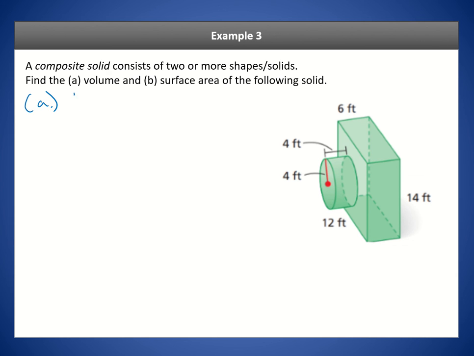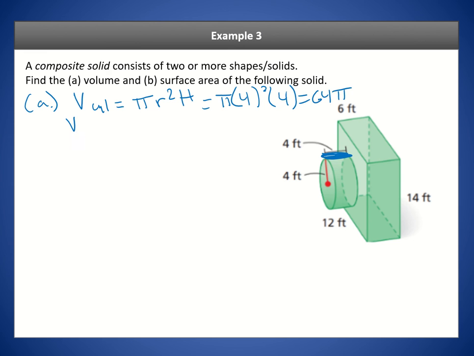So let's find the volume of the cylinder first. The volume of the cylinder, we said, is pi r squared times h. So we have pi times the radius. The radius is 4, and the height of the cylinder is also 4. So we have pi times 4 squared times 4, which is 64 pi.